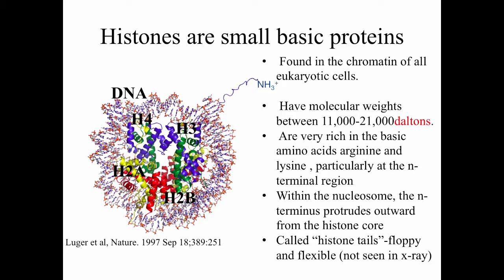The positive charge of the lysines and the arginines interacts with the DNA and then shields the electrostatic repulsion of the negative charge of the DNA. So it allows the DNA to compact even closer due to the ionic charges between the DNA and the histone tail.